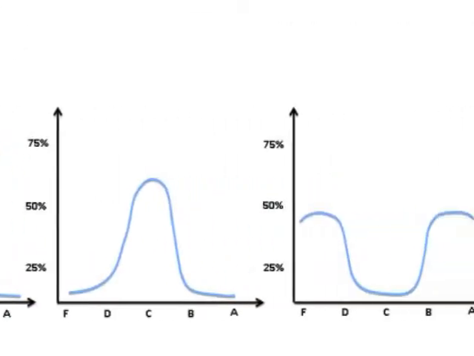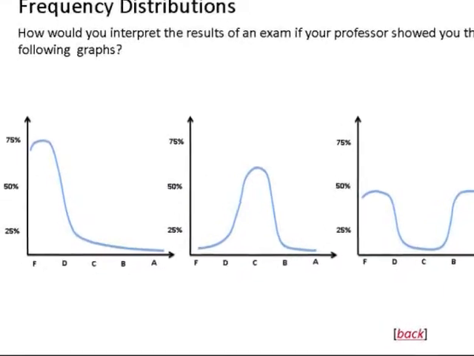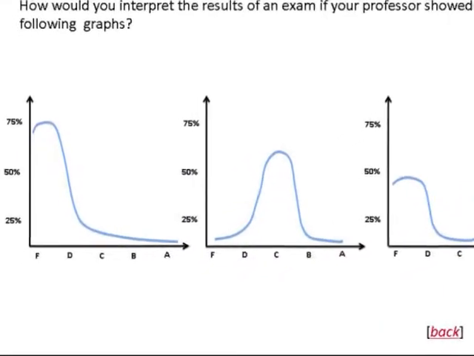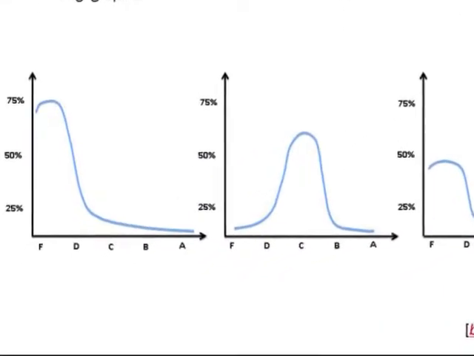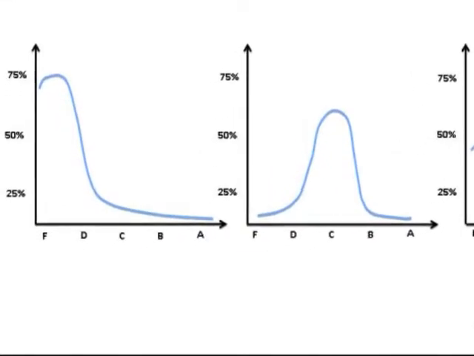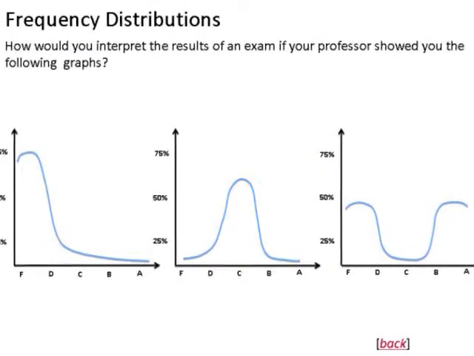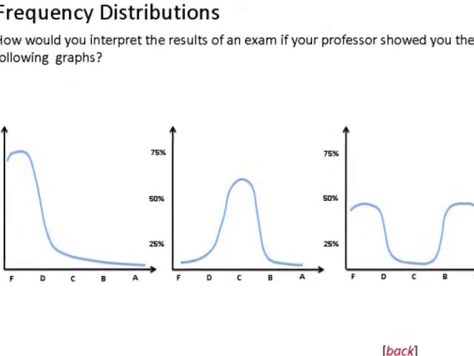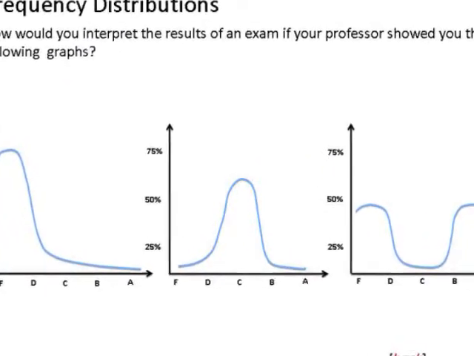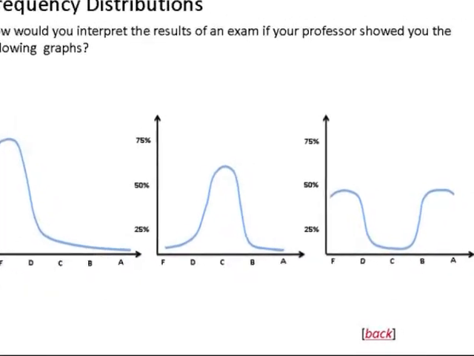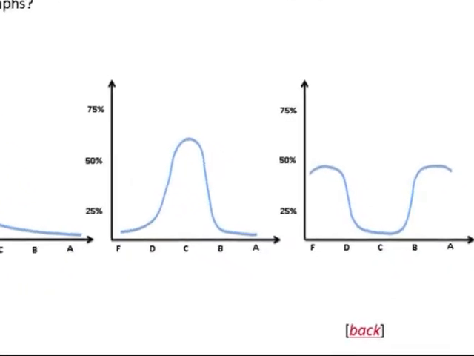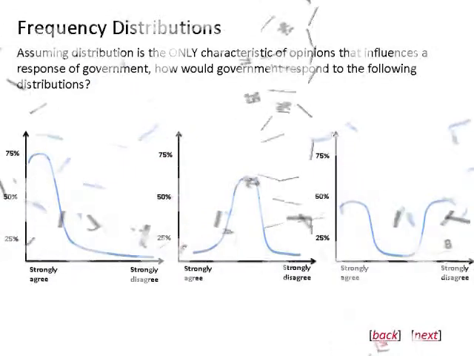Distributions can take a variety of shapes. The first graph reports a skewed distribution. This is sometimes referred to as a J-curve distribution. The second graph indicates a normal distribution of grades, sometimes called a bell curve distribution. And the third graph indicates a bimodal distribution of grades.